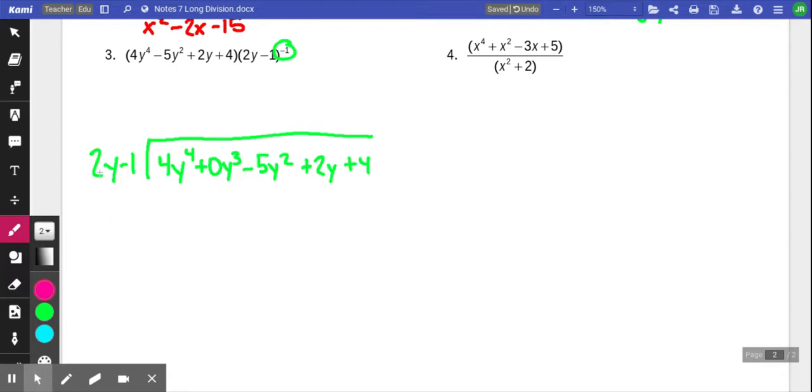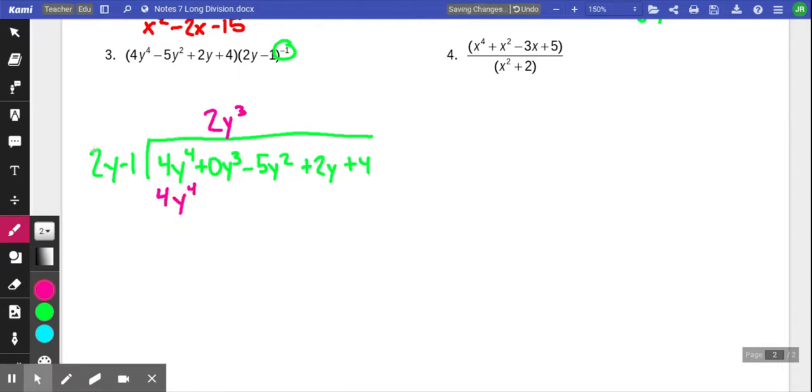So I'm going to go through and ask myself, 2y times what gives me 4y to the fourth? Well, I know it's going to be 2 times 2 that gives me 4. But this is y to the first. I need y to the fourth, which means I need to multiply by y to the third. So 2y to the third. So 2 times 2 gives me 4. And then y to the third times y to the first is y to the fourth.